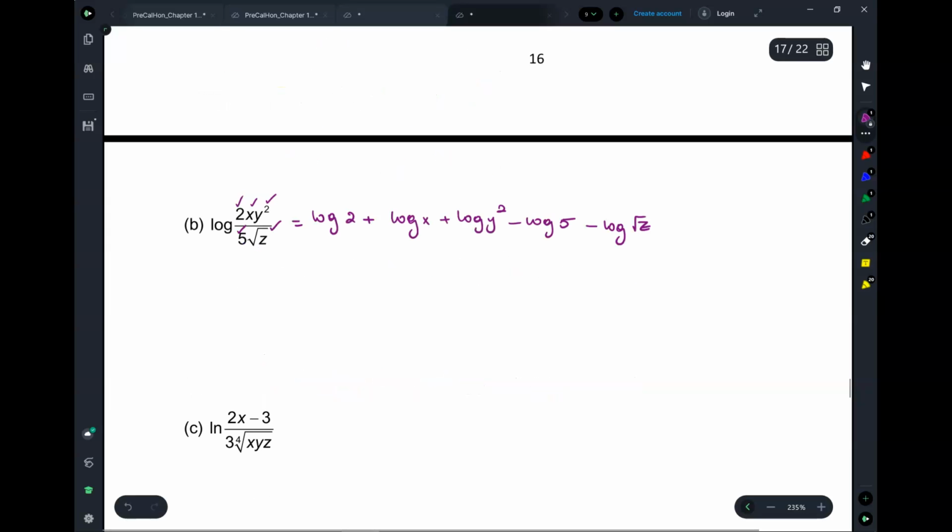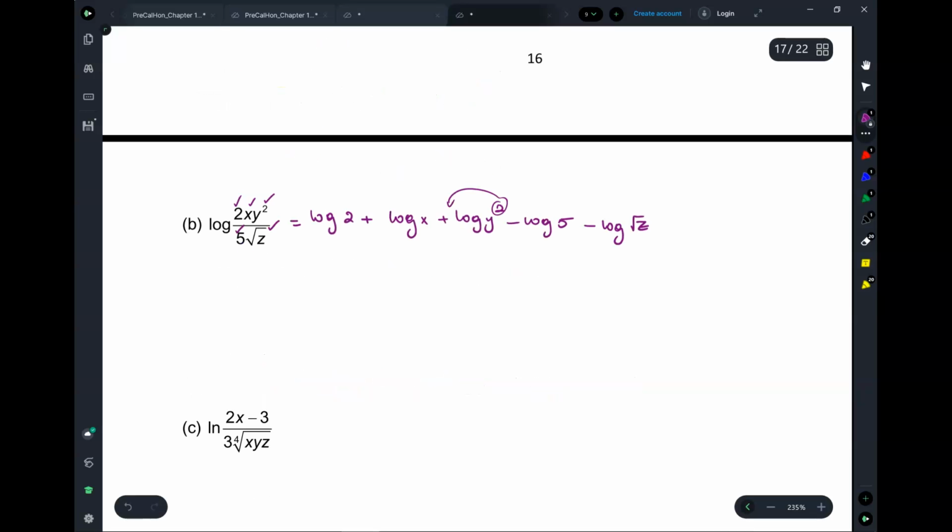Here, we're not done yet, because this 2 needs to move down. And how about the z? How do we rewrite that? Z to the 1/2, and then what happens to that? It goes down. So it'll be log of 2 plus log of x plus 2 log y minus log 5 minus 1/2 log z.